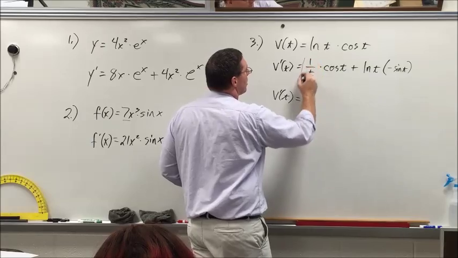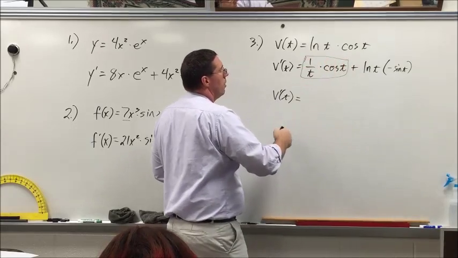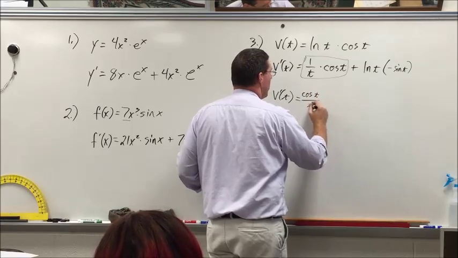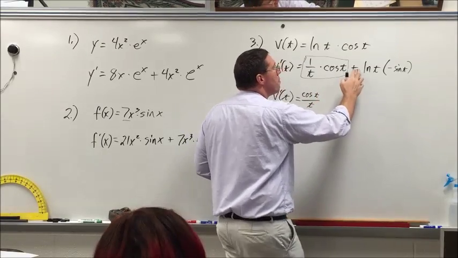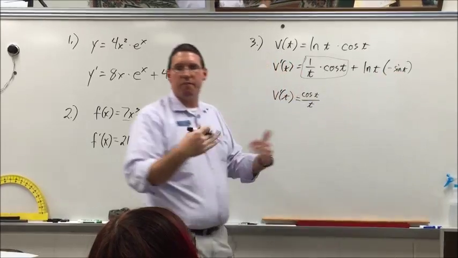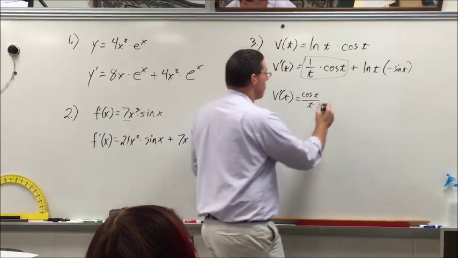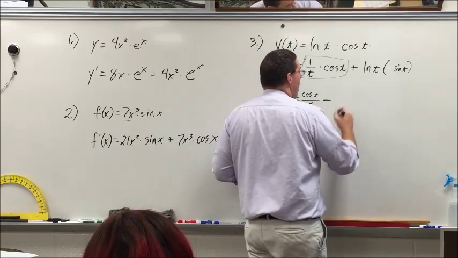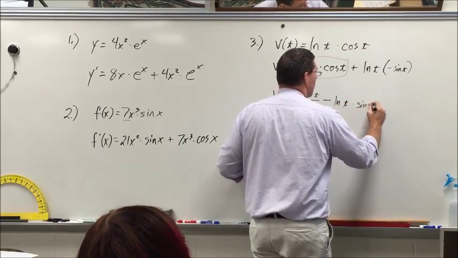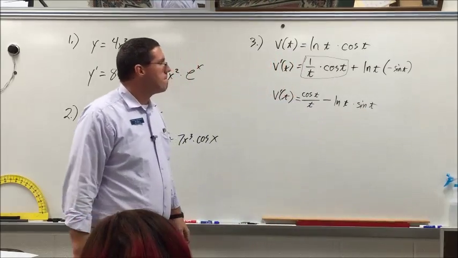Watch what I'm going to do. First, I'm going to clean this up. You know what this can become? Cosine of t over t. So we've got cosine of t over t. And then this is positive natural log times negative sine. And what's a positive times a negative? A negative. So I'm going to put a minus sign. And then we'll put natural log of t times sine of t. There we go. There's our derivative.